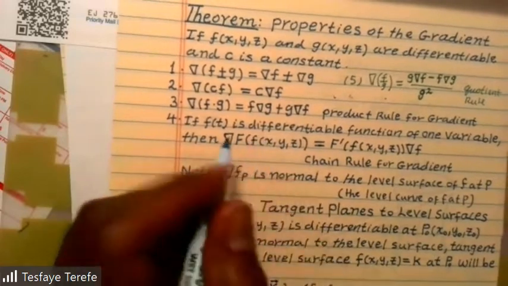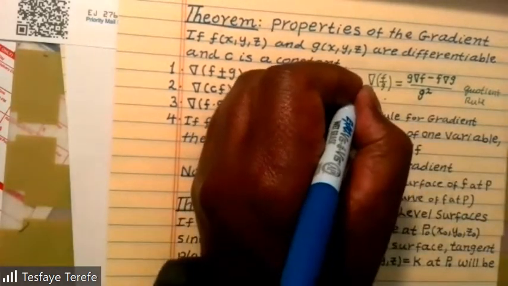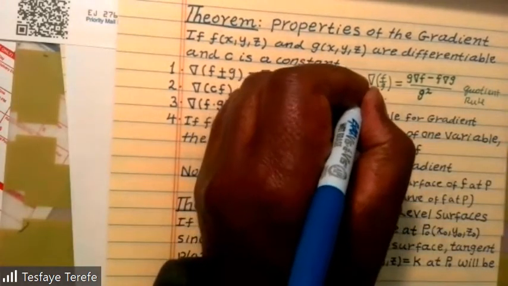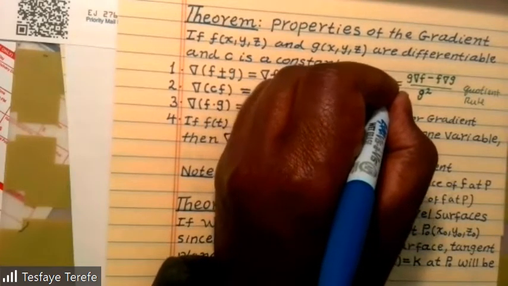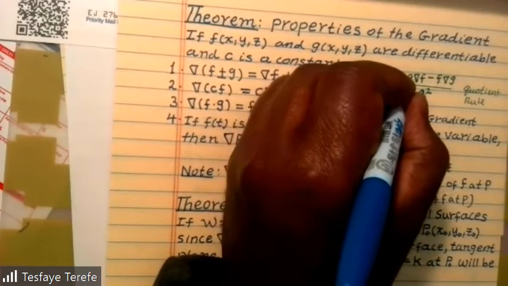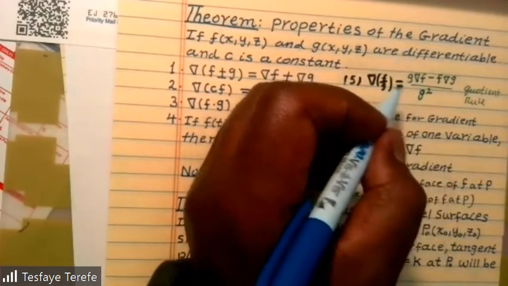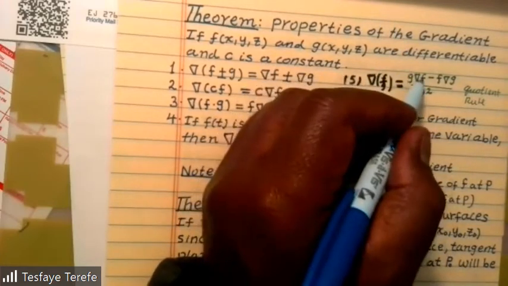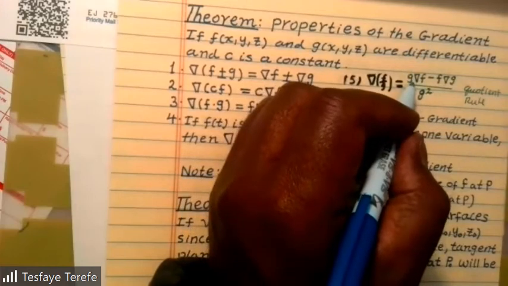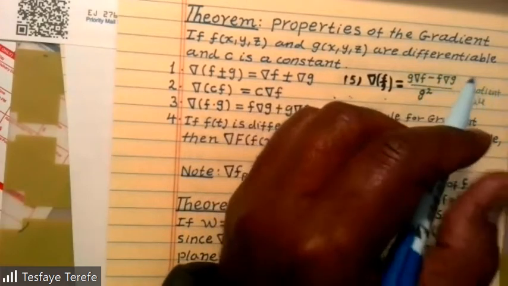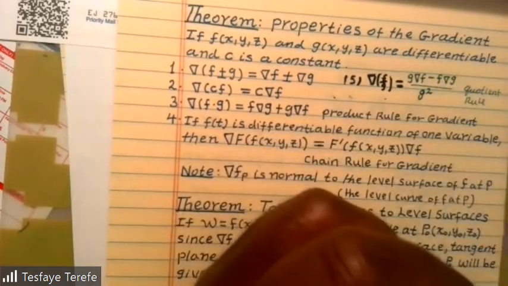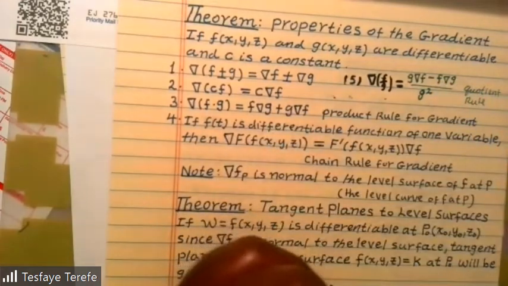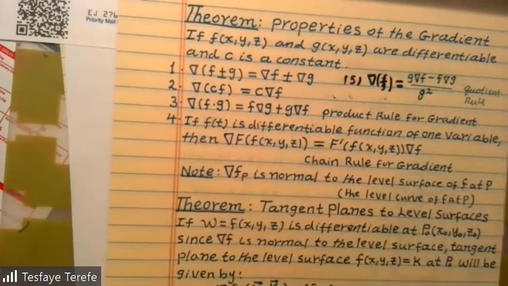The other one, I just forgot, and you can see I put it as fifth: the quotient rule will also apply. The gradient of the ratio of two functions can be calculated as the gradient of the numerator function multiplied by the denominator function, minus the numerator function multiplied by the gradient of the denominator function, over the denominator function squared.